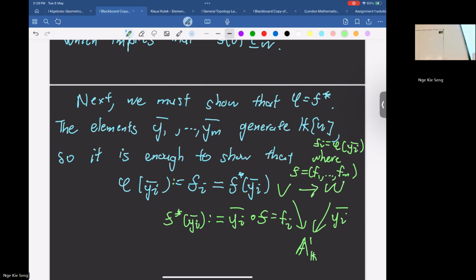So this part here, what is pullback again? Pre-compose or post-compose? Pre-compose, right? So you do f first, and then you do y. Y bar is the coordinate function, right? You should read out the i-th coordinate, which is yi.